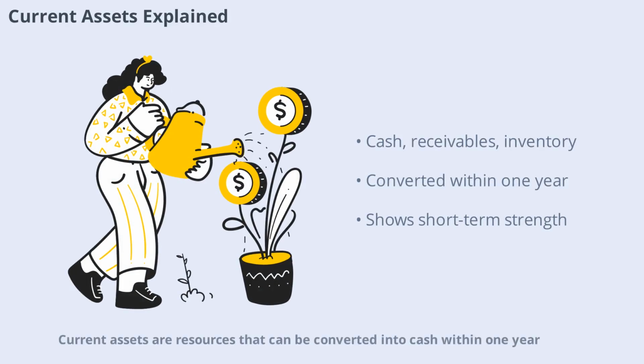Current assets are resources that can be converted into cash within 1 year. These typically include cash, marketable securities, accounts receivable, and inventory. Keeping track of current assets is vital because they reflect your business's ability to meet short-term obligations. When preparing your balance sheet, make sure to itemize each type of current asset for clarity. This level of detail helps you and others understand your company's immediate financial strength.